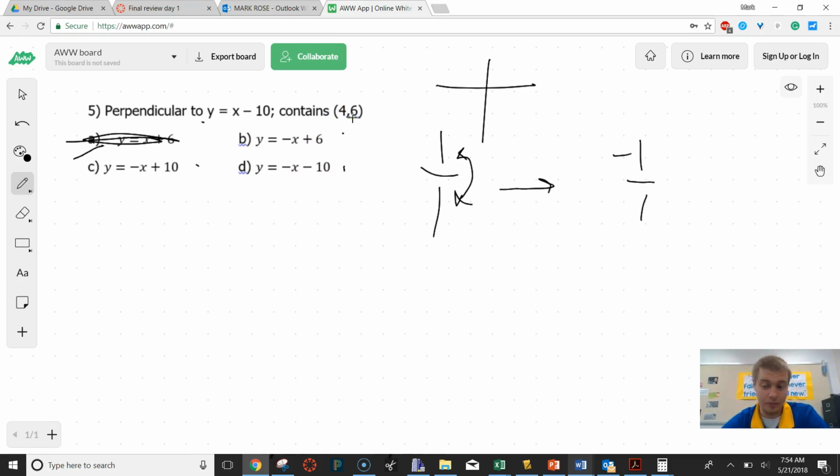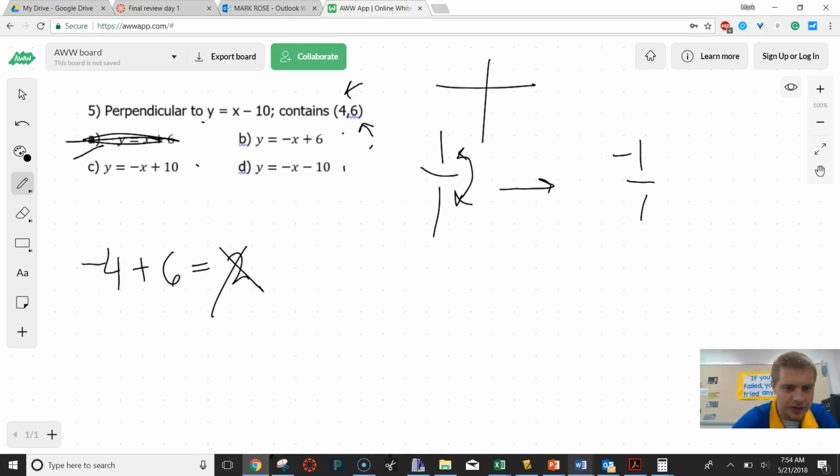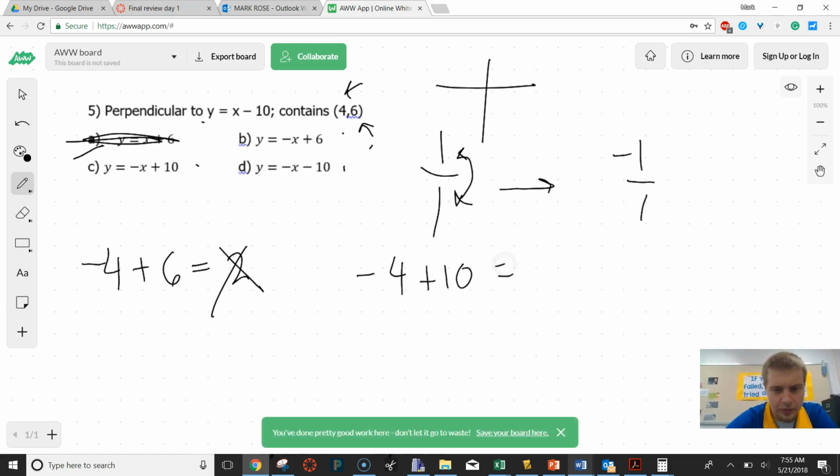The explanation, if you look back on the last problem, it's the same explanation on this problem. But the explanation for that is, if you have an x value and you plug in the x value, you should get the y value you're looking for. So we'll start with B. -4 plus 6 gives me 2. So that doesn't work because that's not the right one. So let's look at the second one. -4 plus 10 equals 6. So this is the right one.